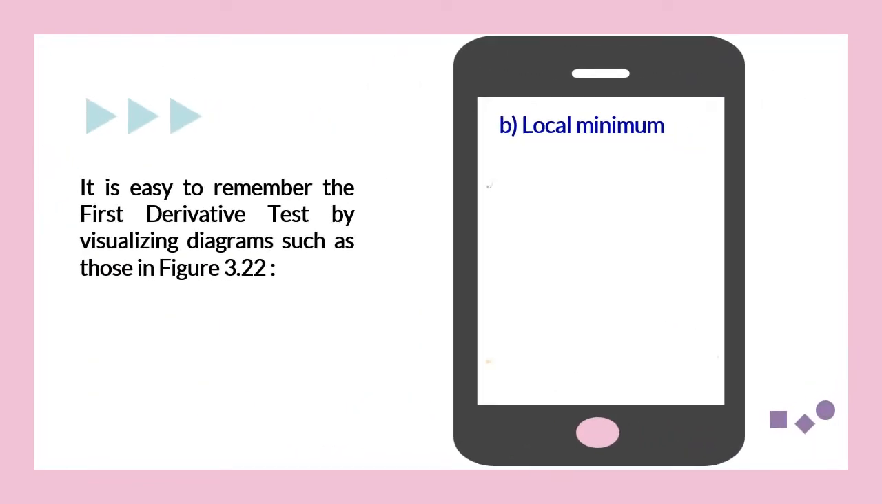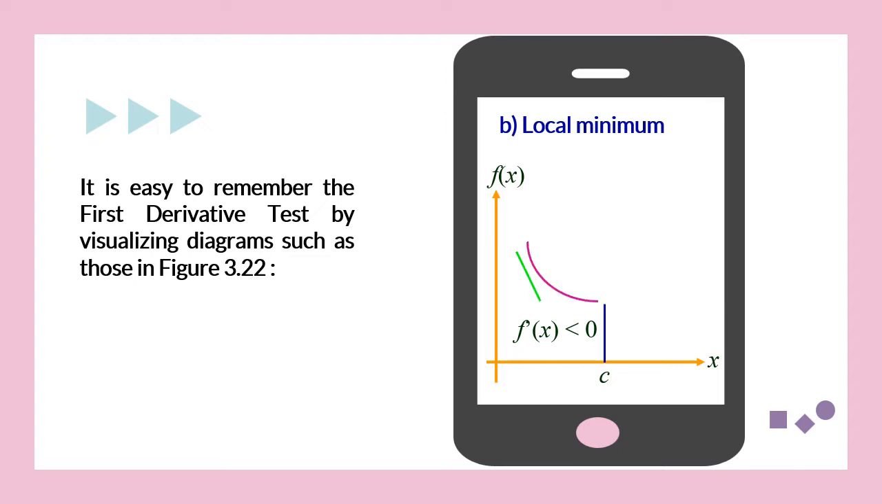Same as the local minimum. So if we visualize it, f prime x less than 0 for C means that it is negative, it's going down. So the curve will be going down. And then for f prime x more than 0, the gradient will be positive, so it's going up. So this critical C will be the local minimum.